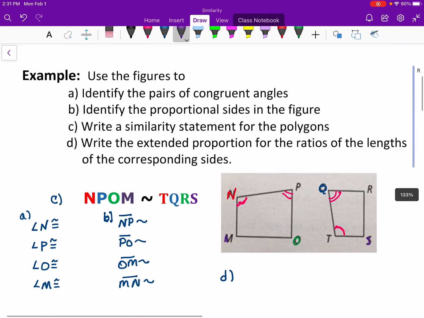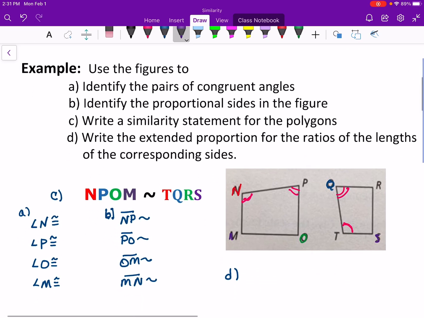All right, first example, let's see if we can at least identify parts, okay? 2 figures are given to you. You can see that the one on the right is smaller than the one on the left. And if you match up congruent angles, the angle here N has 1 arc and T has 1 arc. You can see that the figure has also been turned sideways, so that will help you look at it. We need to identify the congruent angles, the proportional sides. We'll write a similarity statement and then what's called an extended proportion.